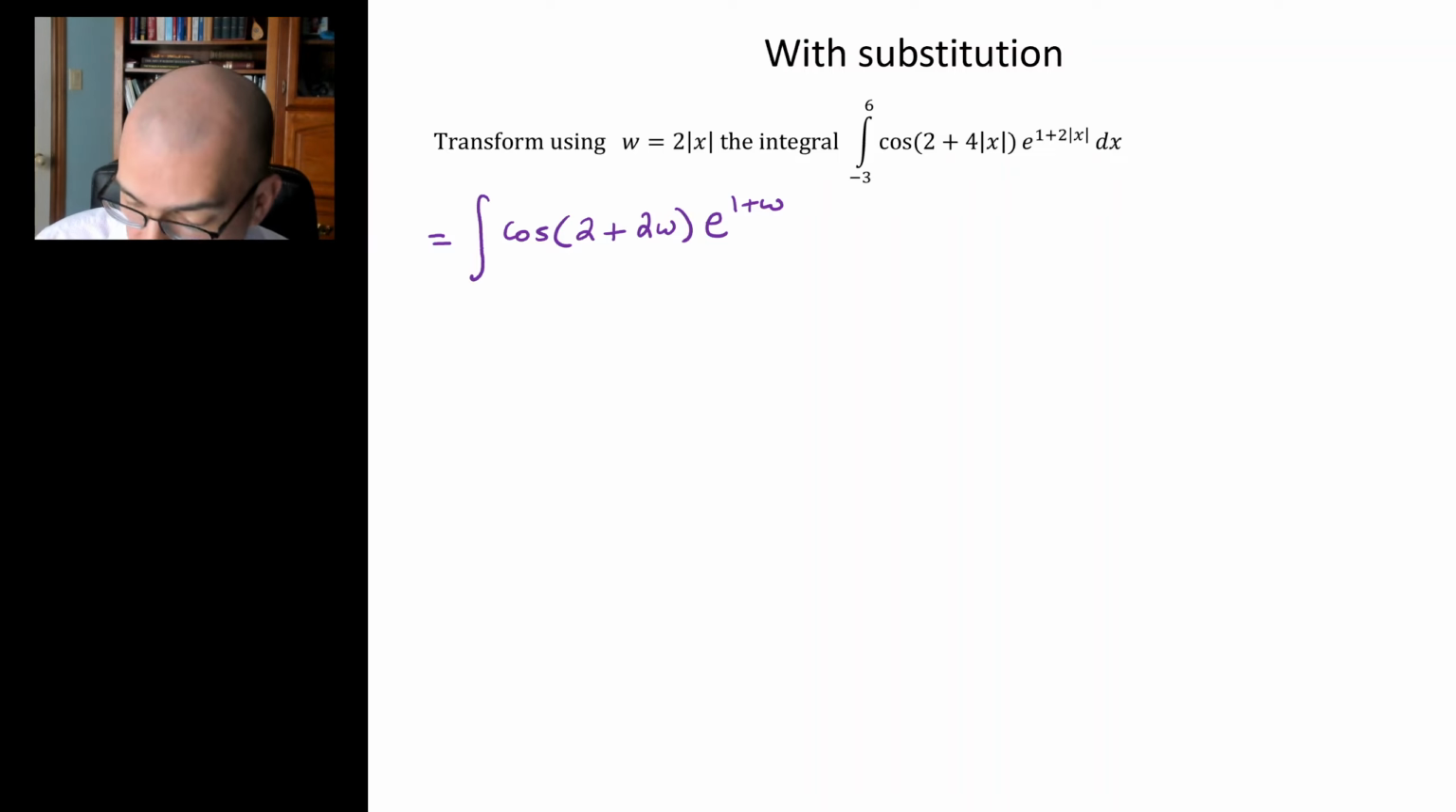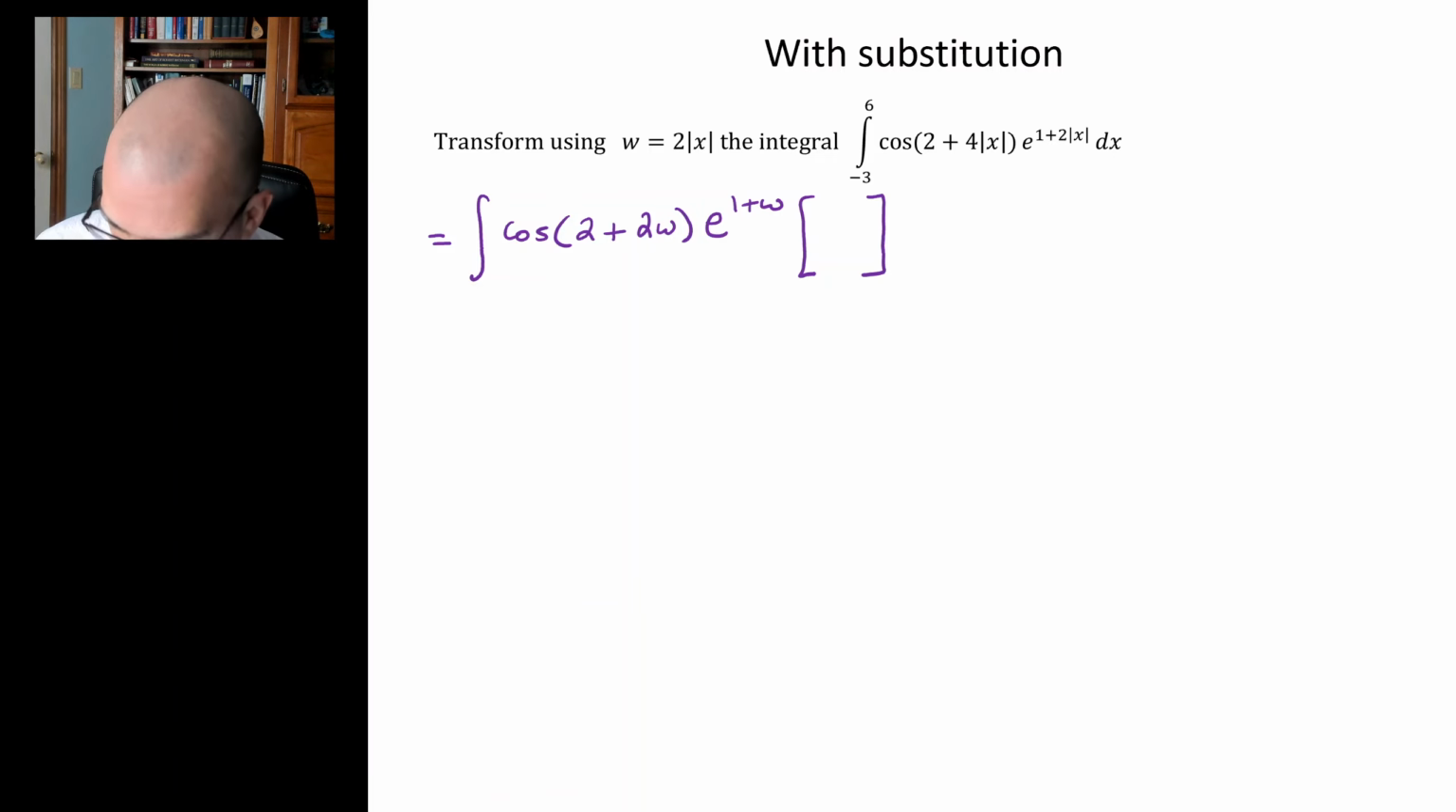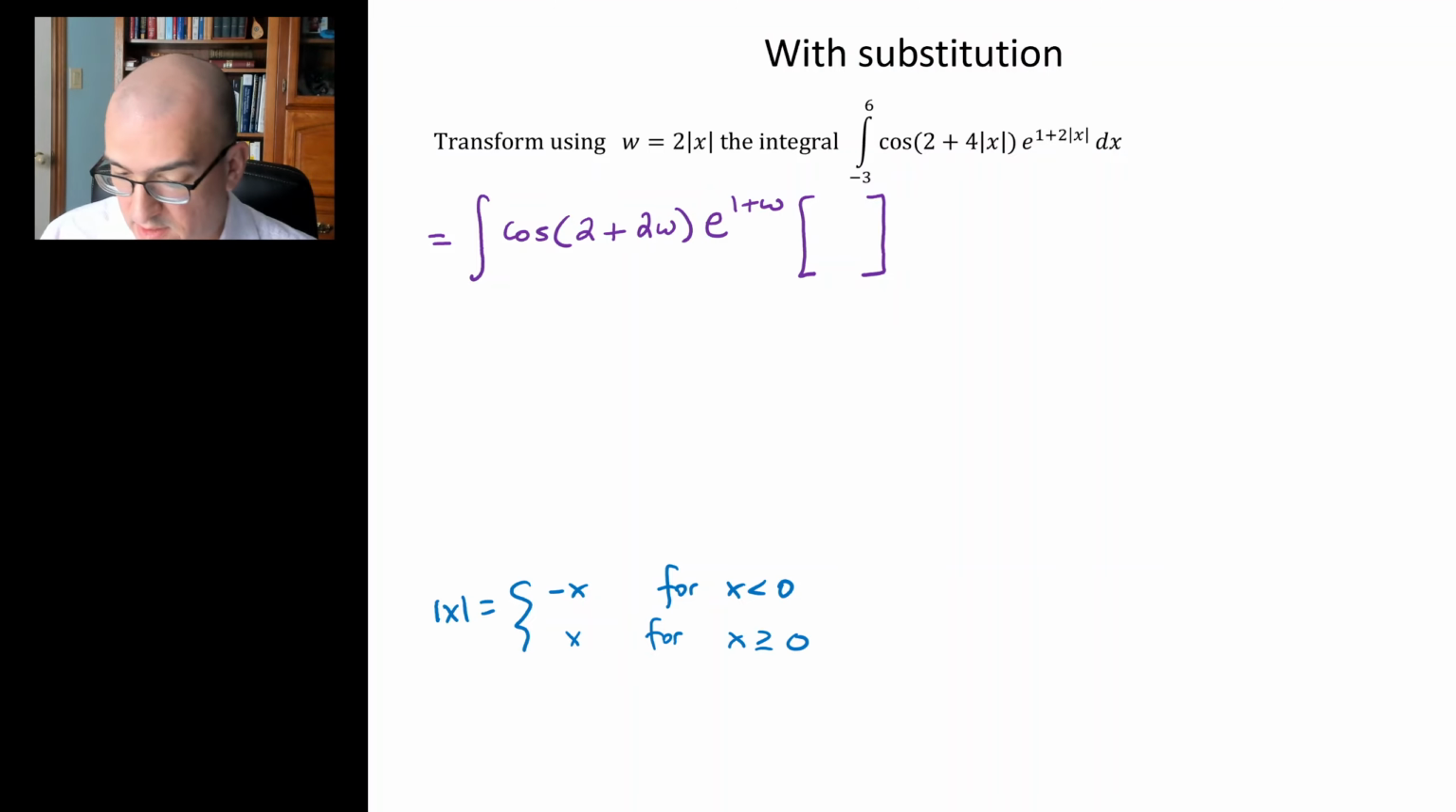Now we have a part that's going to take more work. We have the dx part, and we have to worry about the bounds. So let's worry about those. So I'll do that down here. Absolute value of x is equal to negative x for x less than 0, positive x for x greater than 0. And what that tells us, this piecewise definition, is we're going to have to split this up fairly carefully.